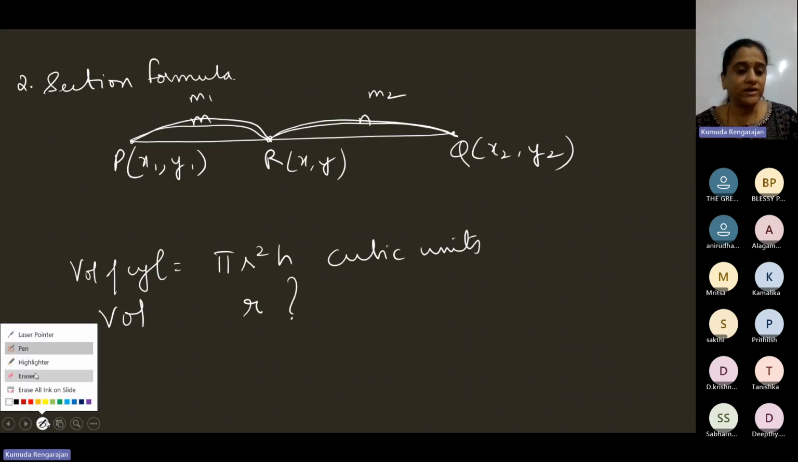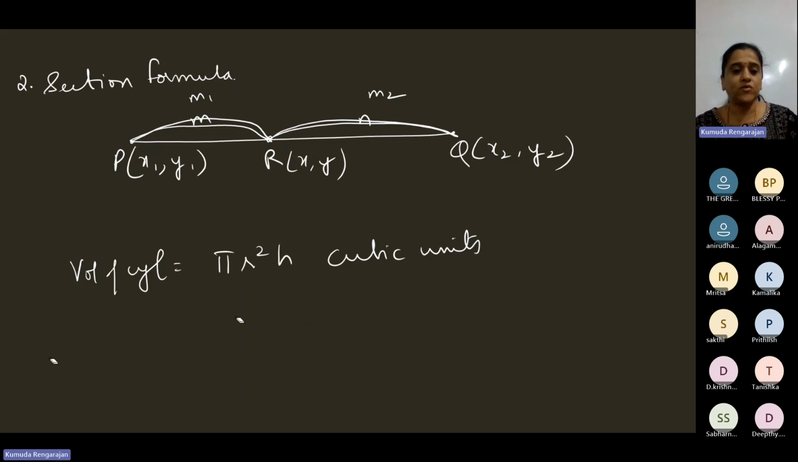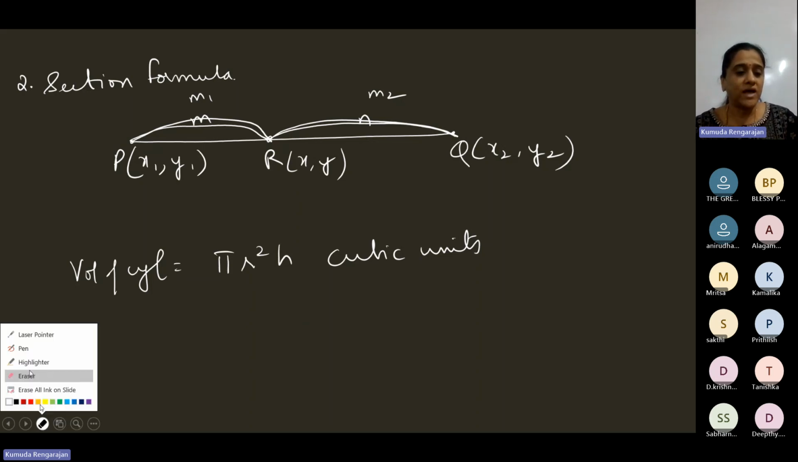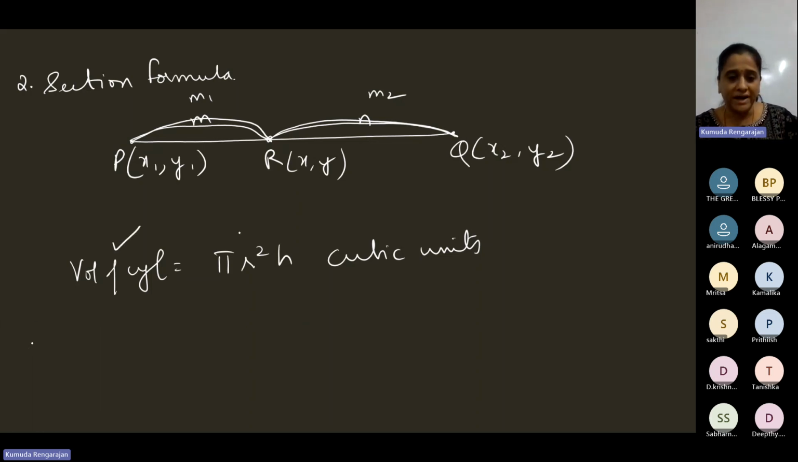What are the three different unknowns in this formula? The unknowns are volume, radius, and height. Given any two, you can find the third one, because pi is a constant. If you're given radius and height, you can find volume. If you're given volume and radius, you can find height. If you're given volume and height, you can find radius.